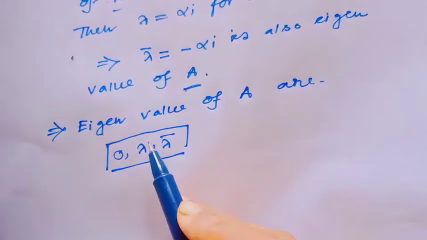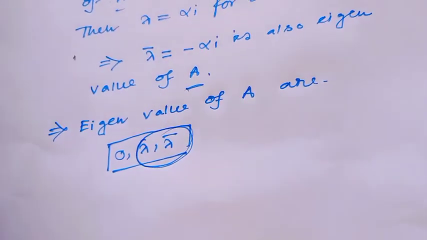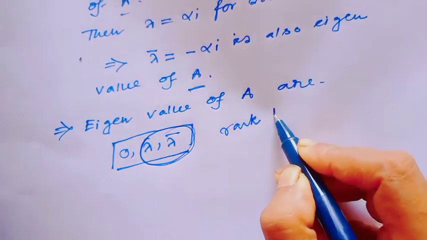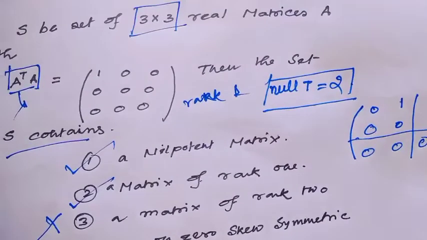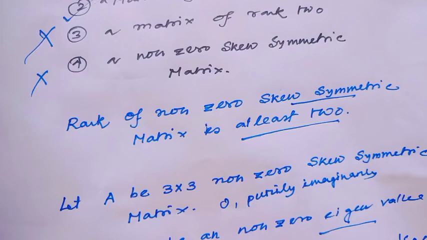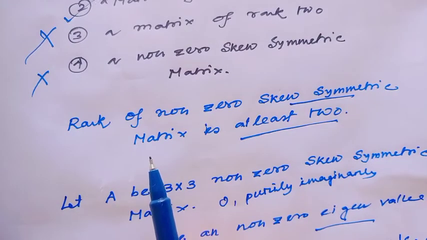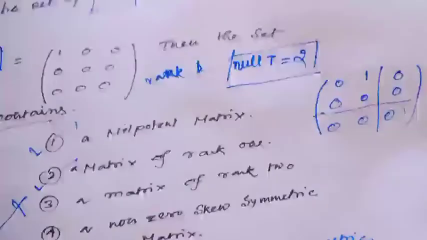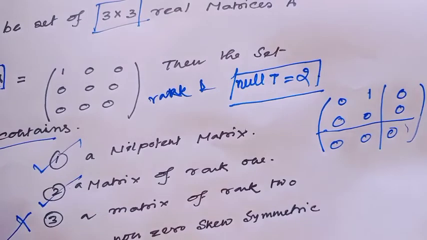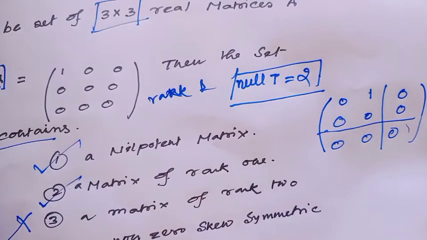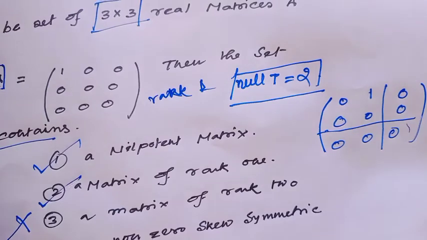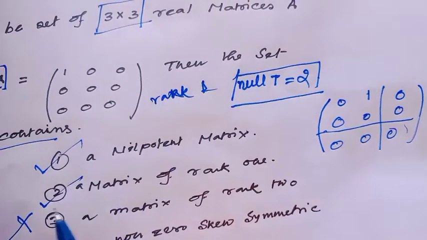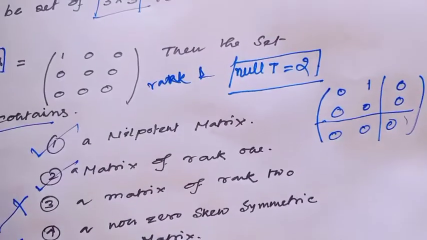Therefore, since these two are non-zero eigenvalues, obviously for this matrix rank is 2. Since here the matrix is a 3 cross 3 matrix, a non-zero skew symmetric matrix always has at least rank 2. So, option 4 is a wrong option. Are you getting why the concept of rank 1 matrix is very important? If you know the concept, then you can easily tell the option.